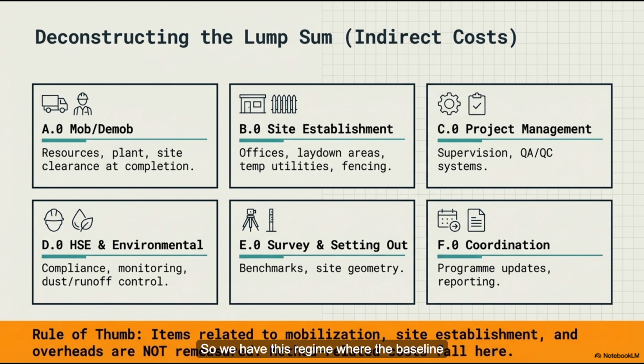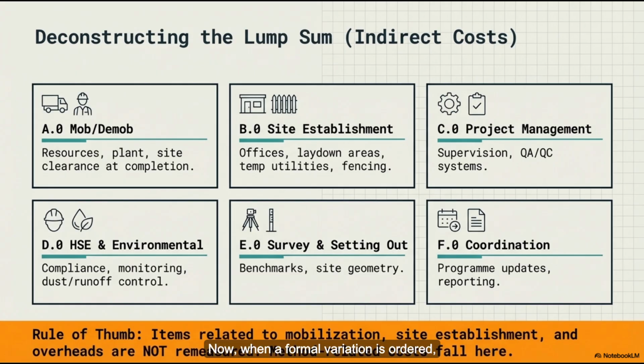So we have this regime where the baseline rules are incredibly strict, and the contractor owns all the risk of the difficulty. Right. But what happens when the client themselves actually wants to change the plan? Yes. Like, not an unexpected surprise in the soil, but a deliberate change in scope from the employer. That brings us to Section 5, which is the rules for pricing for variations. Because things always change. Always.